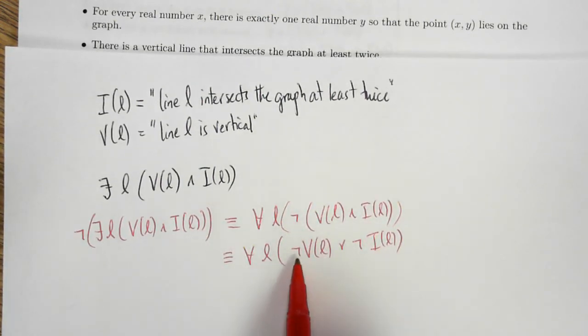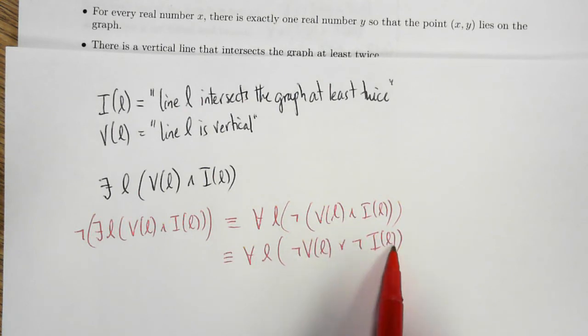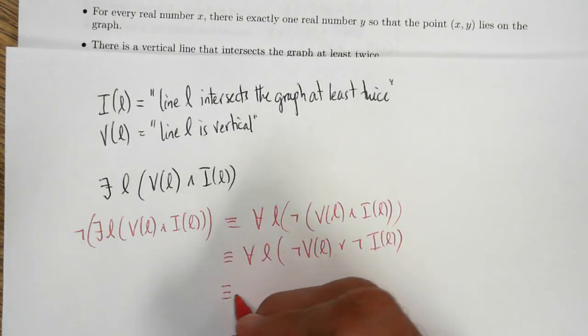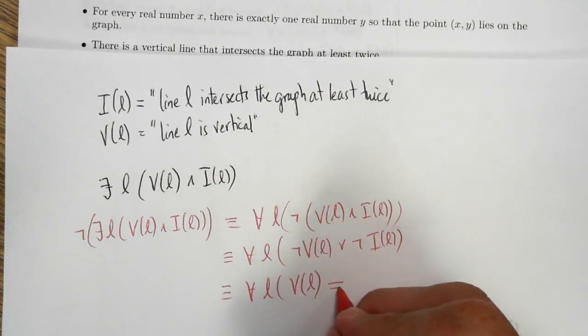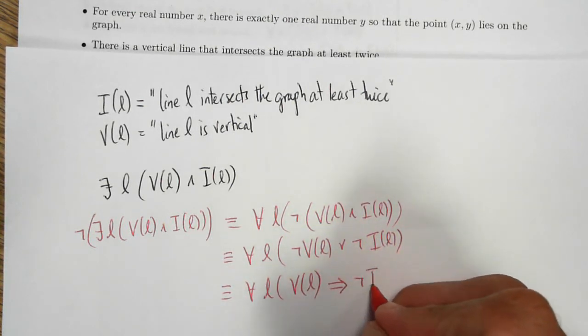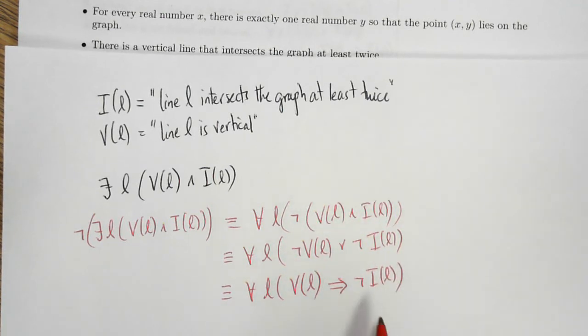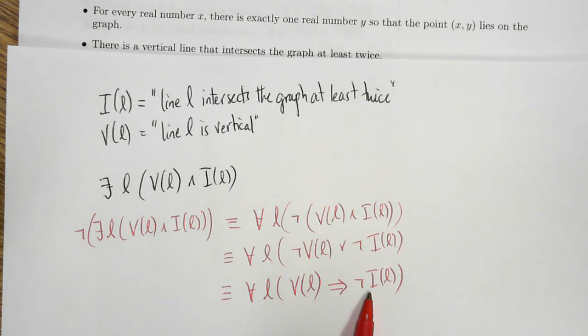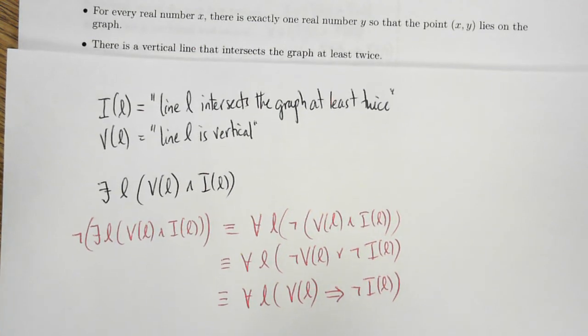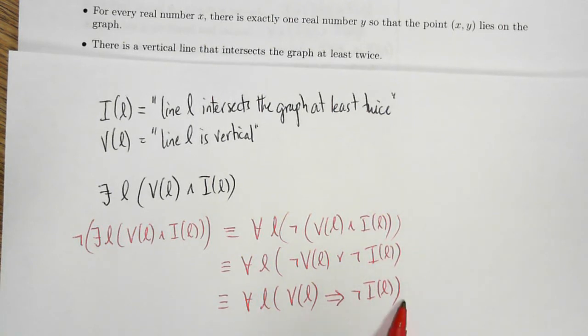And if I consider this as not P or Q, then I could rewrite this as for every line, P implies Q, where my Q is not I of L. So the opposite would be that for every line, if the line is vertical, then it does not intersect the graph at least twice. So that would be the negation of the original statement. And of course, what I've written here is basically the vertical line test from algebra.